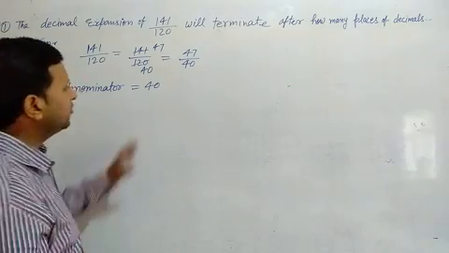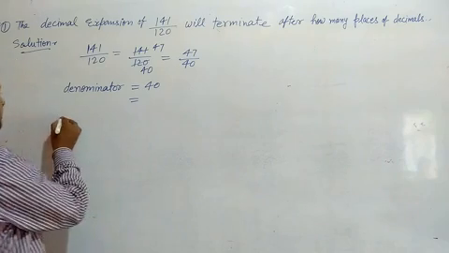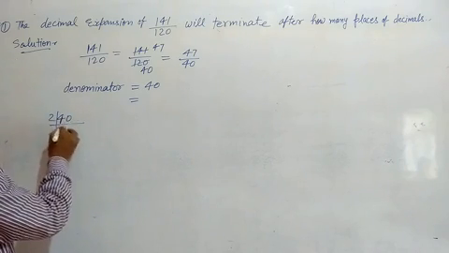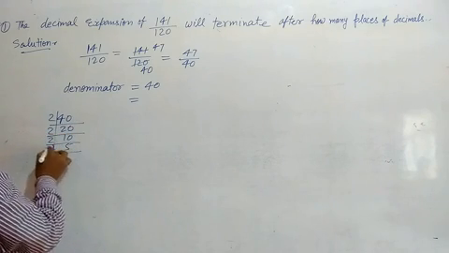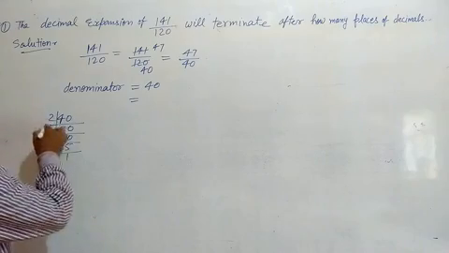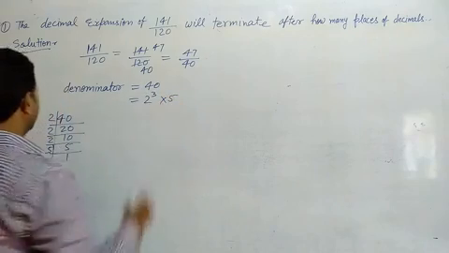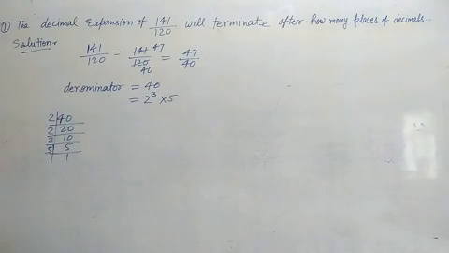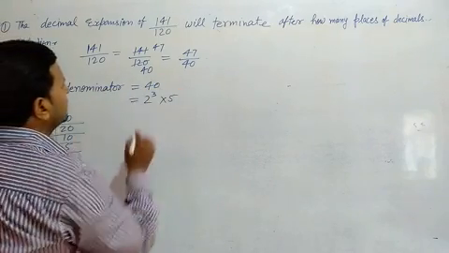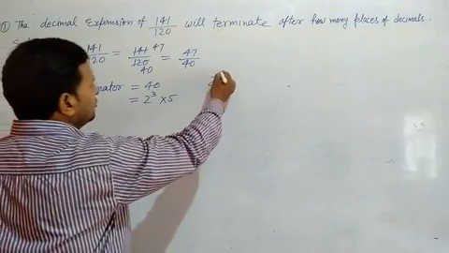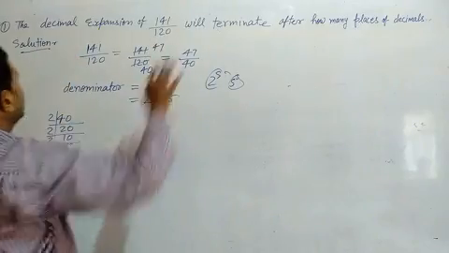40. So we have to factorize it: 2 twos are 4, 2 tens are 20, 2 fives are 10, and 5 ones are 5. 2 twos are 4, 2 fours are 8. It means 3 times 2 and 1 time 5. It is clear that the factors of the denominator, 40, are in the form of 2s and 5s. It means this is a terminating decimal.